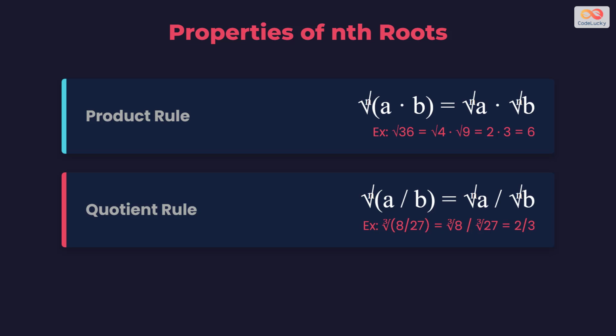Two key properties govern the manipulation of roots. The product rule states that the root of a product is the product of the roots. The quotient rule applies similarly to division. These rules let you break down complex radicals into simpler parts.